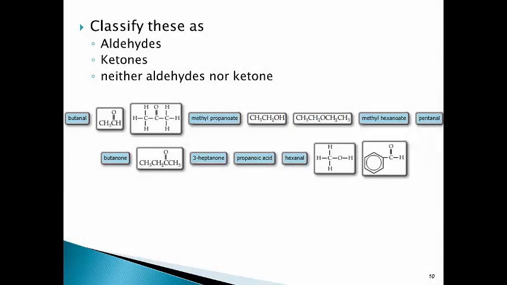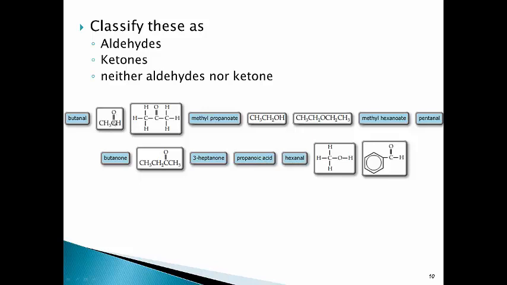Okay, so let's have a go at a practice question. This one is to classify these as aldehydes, ketones, or neither aldehydes nor ketones. So firstly, butanal. The al indicates that it's an aldehyde group, and butan means four carbons, so it's a 4-carbon chain with an aldehyde on the terminal side.